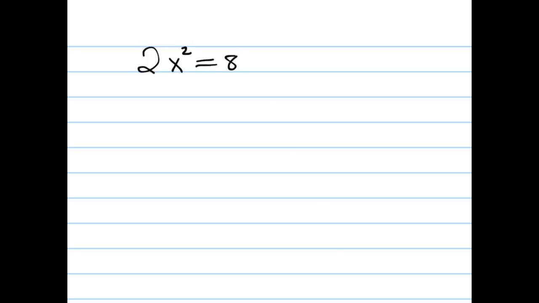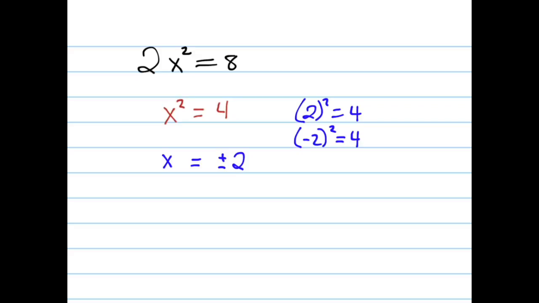Now if that was just 2x equals 8, what would we do? Divide. So we're going to do that again. We're going to divide both sides by 2. We get x squared equals 4. Here's the trick. There's two numbers that when you square them, you get 4. What are they? 2 and negative 2, or plus or minus 2, because 2 squared is 4, and negative 2 squared is 4. So a lot of times we're going to have more than one solution.